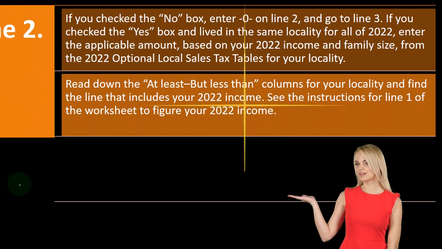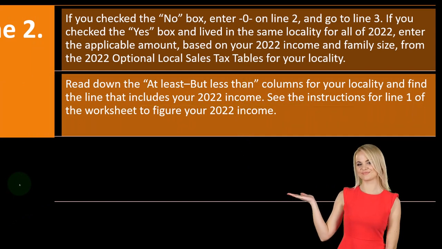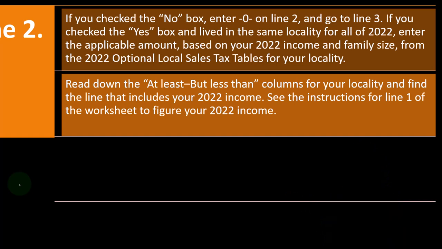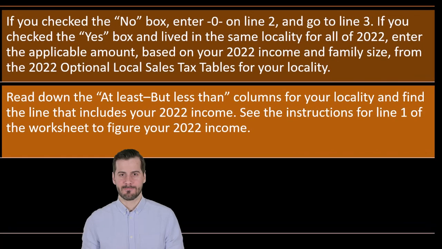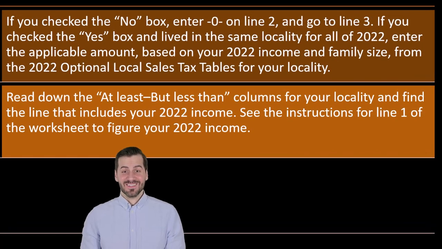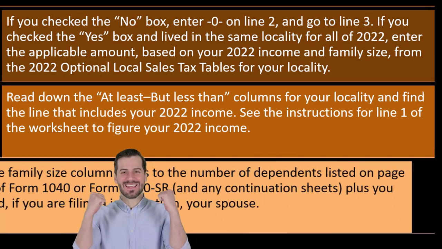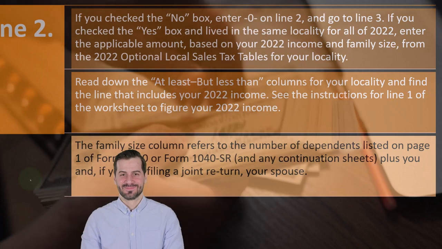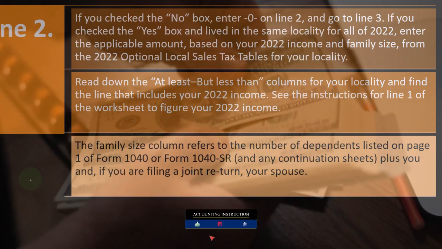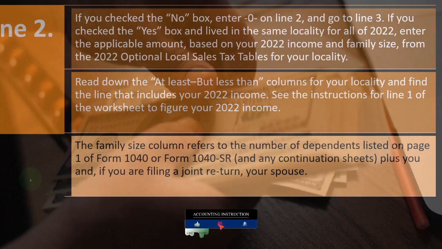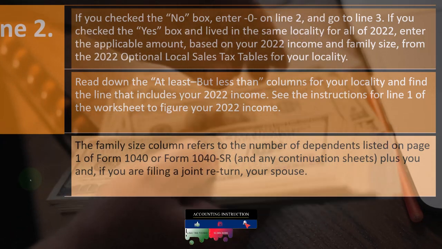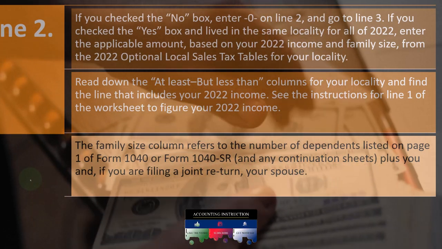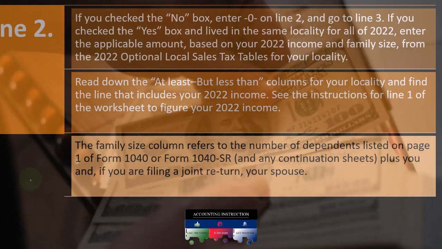Read down the "at least" and "but less than" columns for your locality and find the line that includes your 2022 income. See the instructions for line one of the worksheet to figure your 2022 income. The family size column refers to the number of dependents listed on page one of Form 1040 or Form 1040-SR and any continuation sheets, plus, if you are filing a joint return, your spouse.